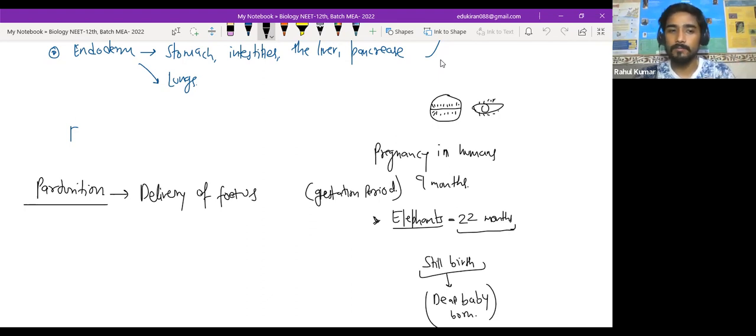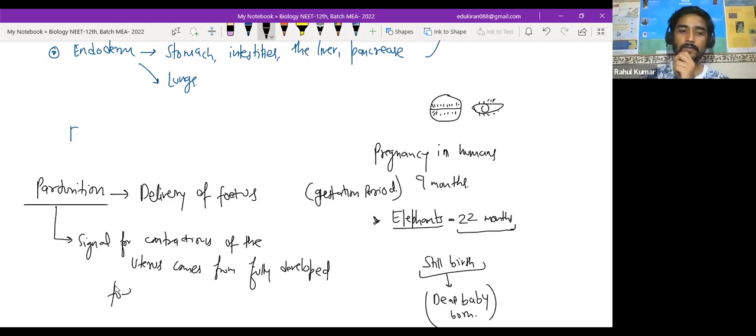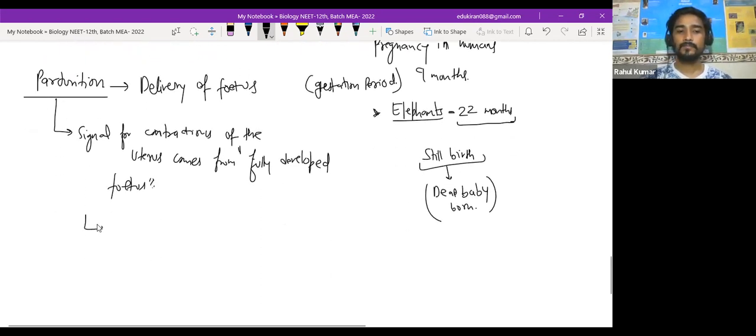So where does this signal come from for parturition? Write down. The signal for contractions of the uterus comes from fully developed fetus. Okay. First thing is, it comes from fully developed fetus. Is it clear, everyone? And write down secondly, from placenta.